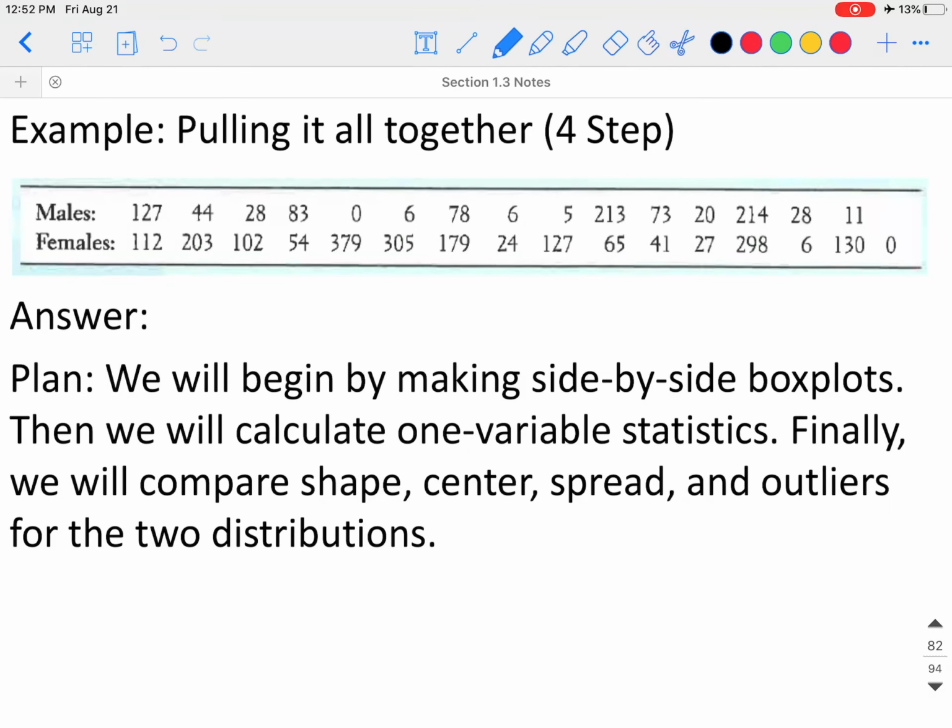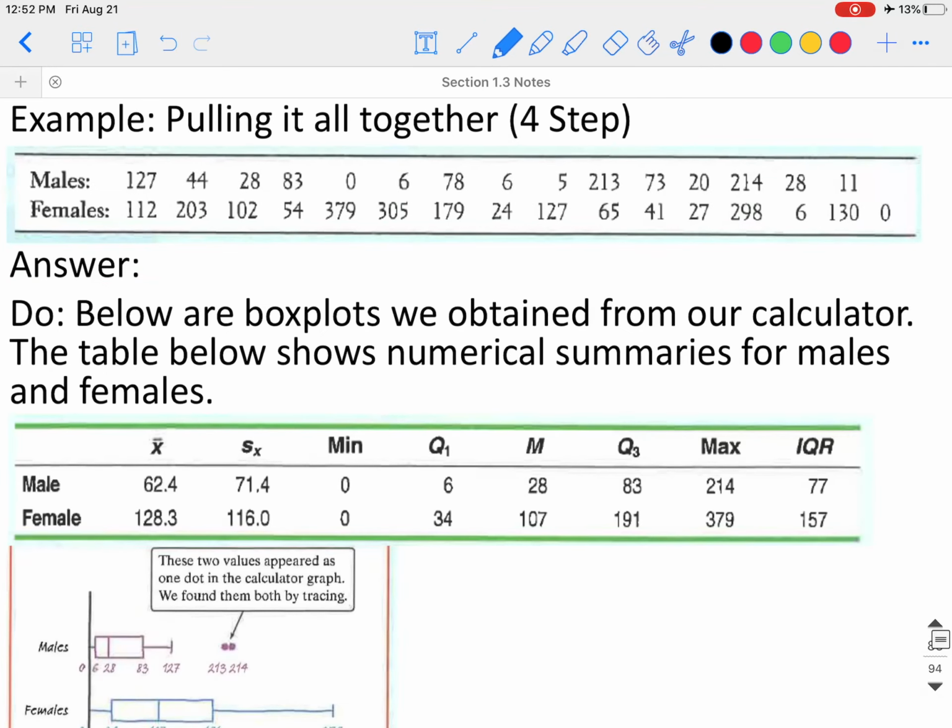Now we need to come up with a plan. So we will begin by making side-by-side box plots. Then we will calculate one variable statistics. Finally, we will compare shape, center, spread, and outliers for the 2 distributions. So you would actually need to write out all this information on your plan, telling whoever is grading what you plan to do and how you plan to solve this problem.